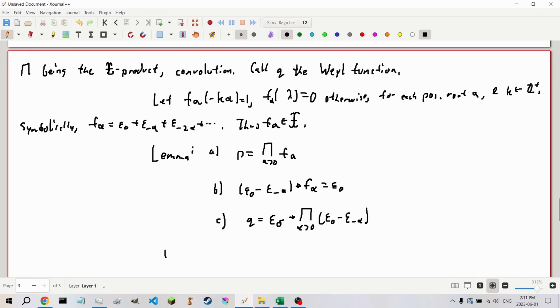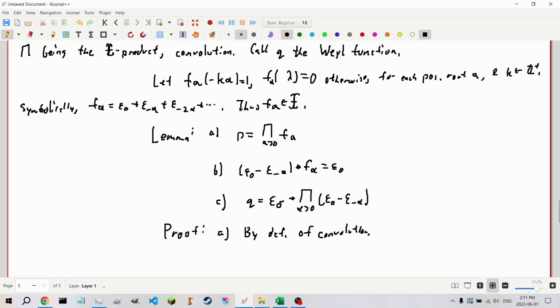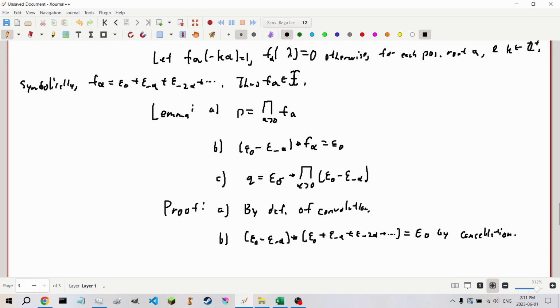The proof. A is by definition of convolution. B is just that eta 0 minus eta negative alpha convoluted with eta 0 plus eta negative alpha plus eta negative 2 alpha and so on is just eta 0 by cancellation. This isn't really rigorous, but it's not hard to work out the details.